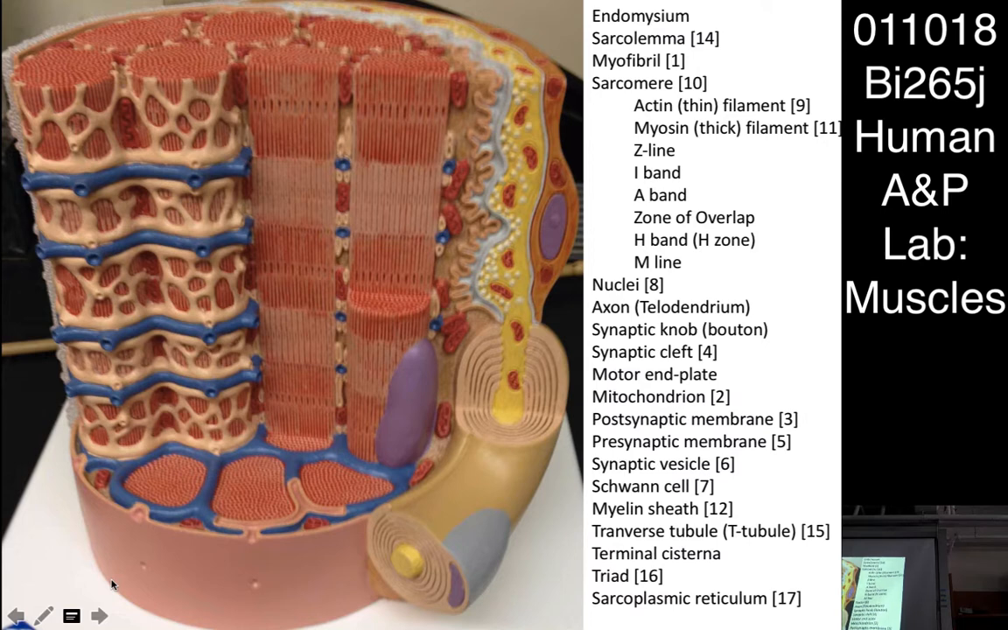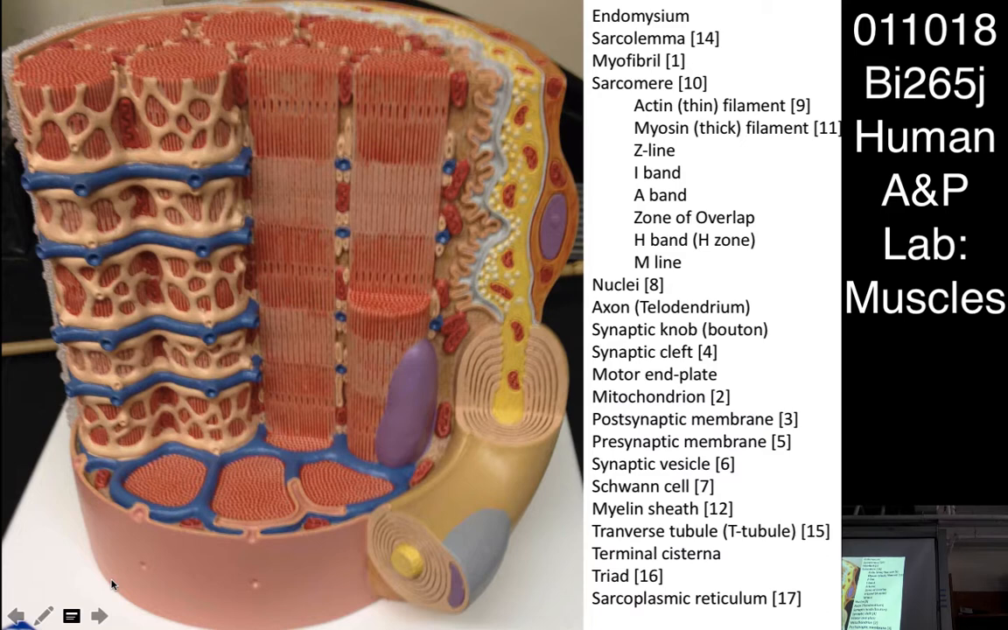Schwann cell, I think I already said that. So in the peripheral nervous system, this myelin is created by Schwann cells. And in the central nervous system, it's going to be an oligodendrocyte. We'll talk about that next week. But I know this is a Schwann cell because it's attached to a muscle. So that means it's got to be peripheral. Myelin sheath, transverse tubule. Okay, yeah, terminal cisterna.